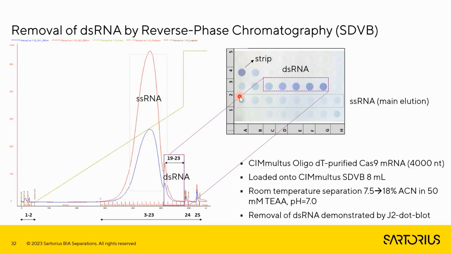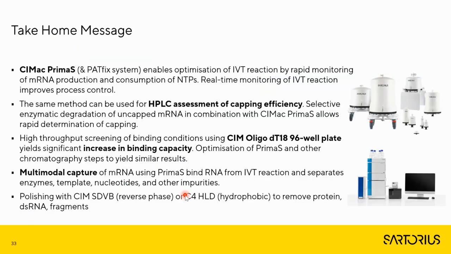This is just another example showing much the same, but on a different molecule. In this case, it was done on the Cas9, so a 4,000 nucleotide molecule. Again, we saw removal of 3' extended double-stranded RNA in the later part of the gradient, because longer double-stranded RNA is more hydrophobic than single-stranded RNA, taking into account our third physicochemical property mentioned at the beginning, which is hydrophobicity of RNA.